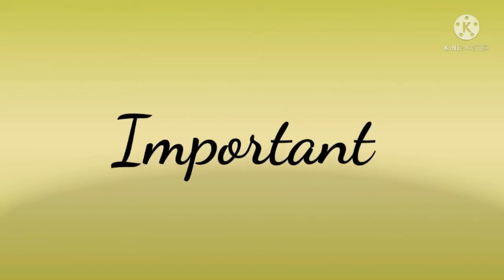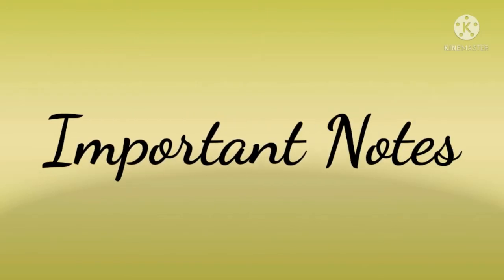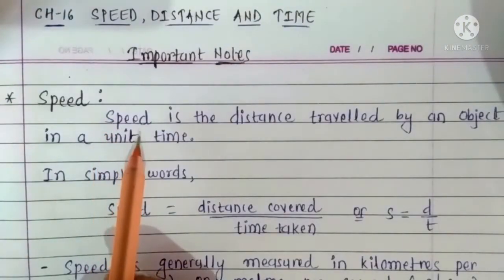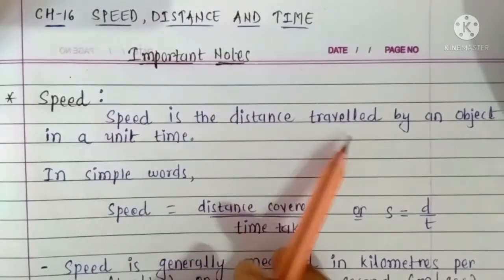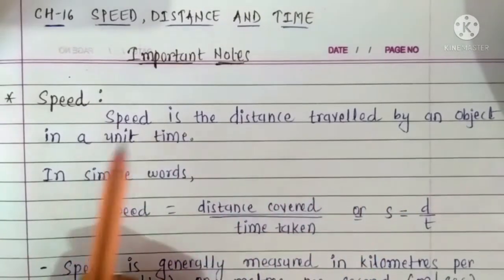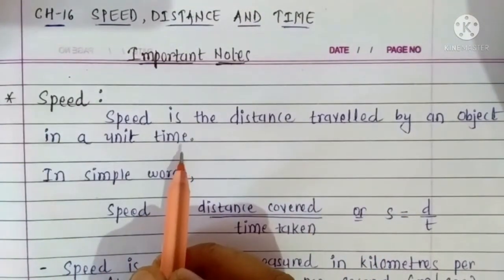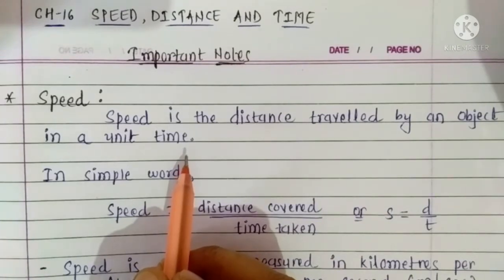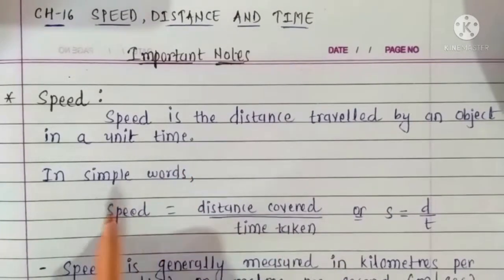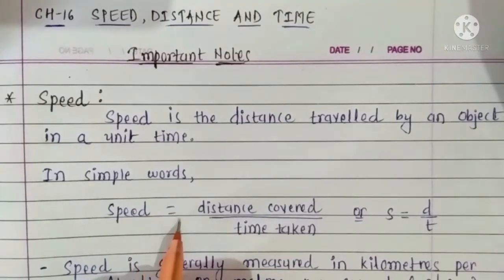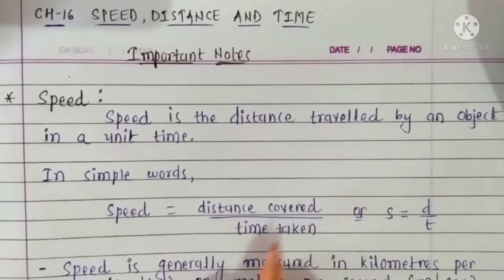First of all, we discuss some important notes about speed. What is speed? Speed is the distance traveled by an object in a unit time. That means the distance covered in unit time we will call speed. In simple words, speed is equal to distance covered upon time taken.